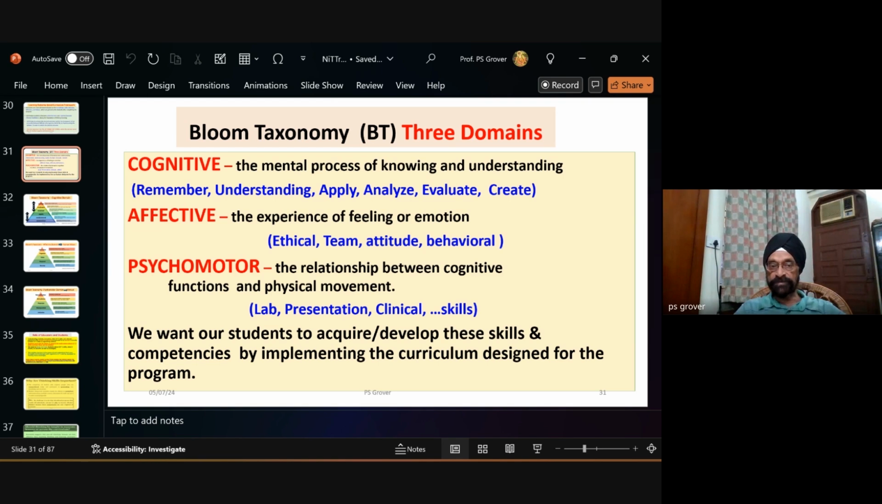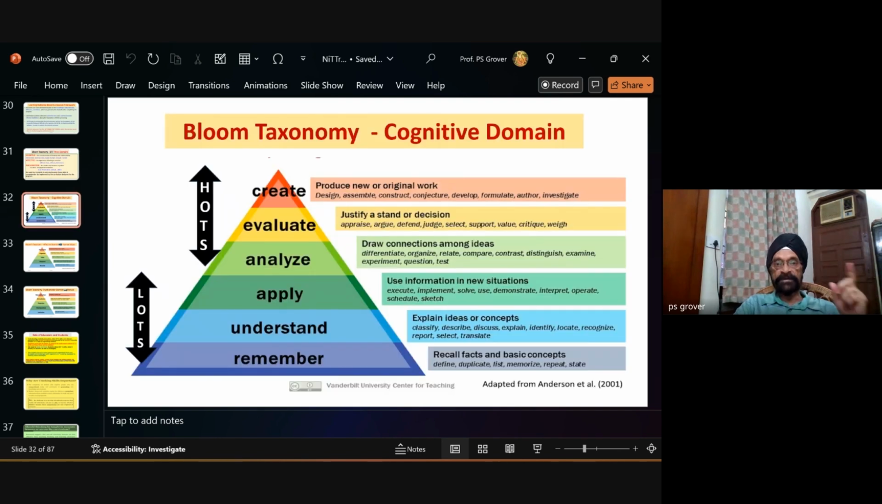For example, emotions. Emotion is there in the brain. Affective domain says you can impart these things. Psychomotor domain says you can help this person for the presentation skills, for lab skills, and so on. So these are the skills which are needed, employability skills.